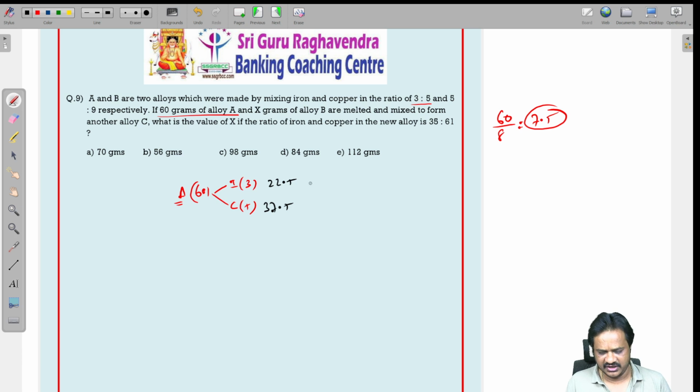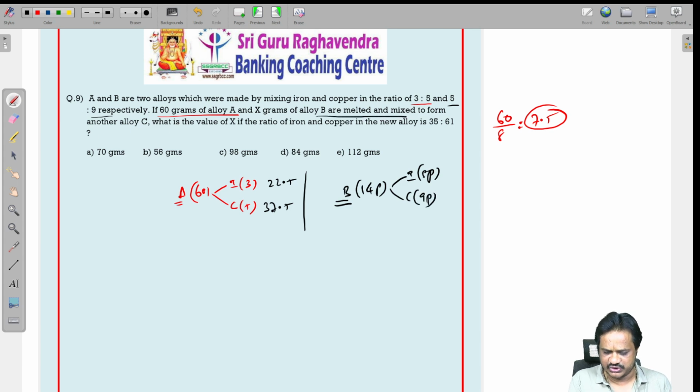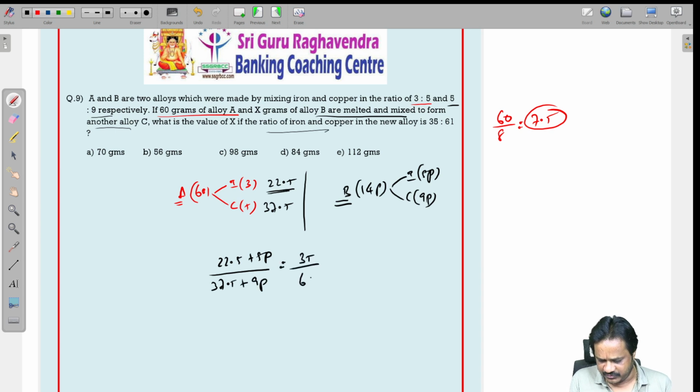This is about A. If you come to B, it is having iron and copper 5:9. So total I am taking 14 parts. In this iron will be 5 parts, copper will be 9 parts. Now you are mixing these two to form another alloy, the ratio of iron and copper. Now total iron 22.5 plus 5 parts. Total copper 37.5 plus 9 parts. The ratio will be 35 by 61. You have to do this calculation.